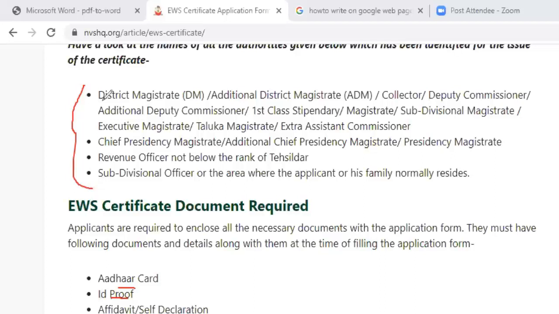There's news going on that lots of people submitted fake income certificates, but fake basically means it must not have come from these authorities. And if you have given fake documents to these authorities, then it is they who are responsible for giving the fake certificate. So this is all about EWS. If you feel you belong to this category, definitely you can make the most of it and start working on it right away.